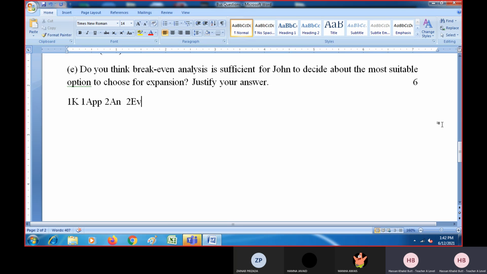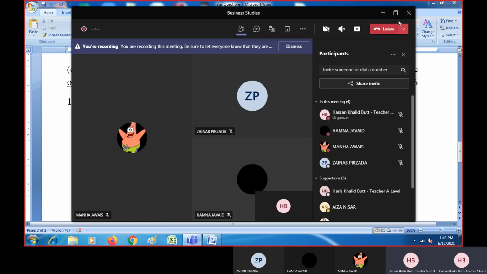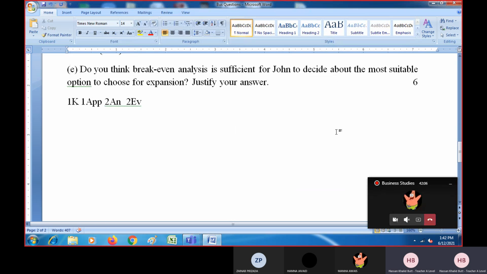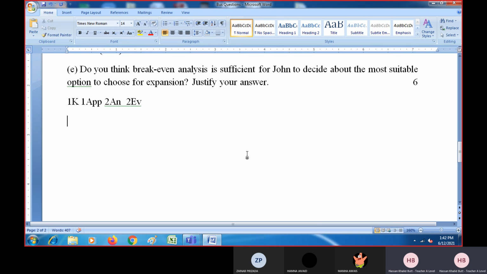Okay, so this is the scheme: knowledge, application, analysis, evaluation. So now, in such type of questions, all four assessment objectives which are required by the examiners are there in this question, right? So what does it mean? That is why it is the difficult, or in fact, the most difficult part of the question. So now let's start. Let me tell you how to handle such questions before we write about it.